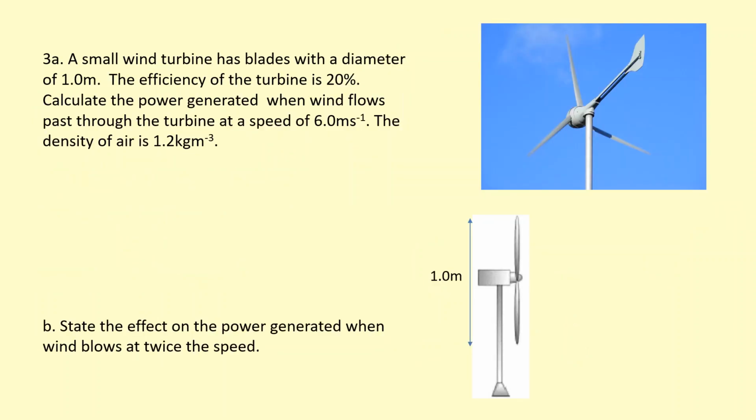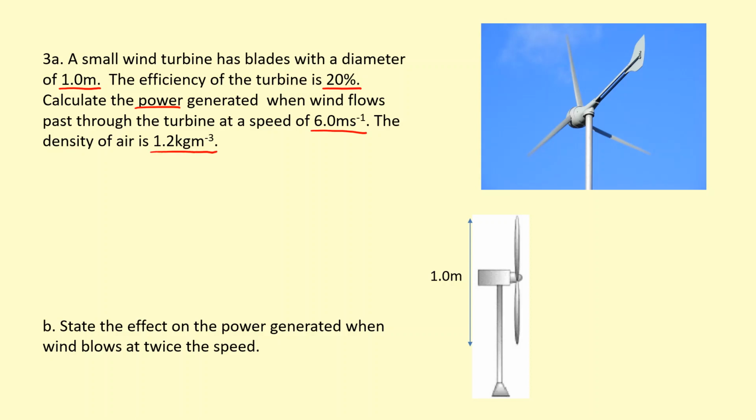A small wind turbine has blades with a diameter of 1.0 meters. The efficiency of the turbine is 20%. Calculate the power generated when wind flows past the turbines at a speed of 6.0 meters per second. The density of the air is 1.2 kilograms per meters cubed.